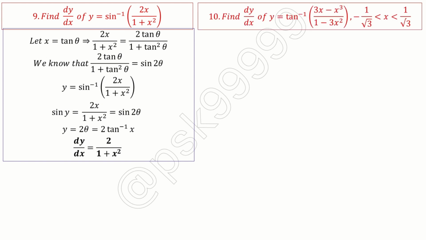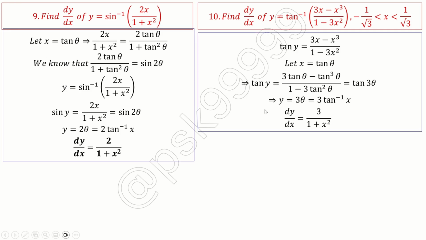Same thing here. If you see this 3x minus x cube by 1 minus 3x square, it should strike you, this is tan 3 theta if x is tan theta. Then this y is nothing but 3 theta. Theta is nothing but tan inverse of x. So you'll just get the answer straightforward.